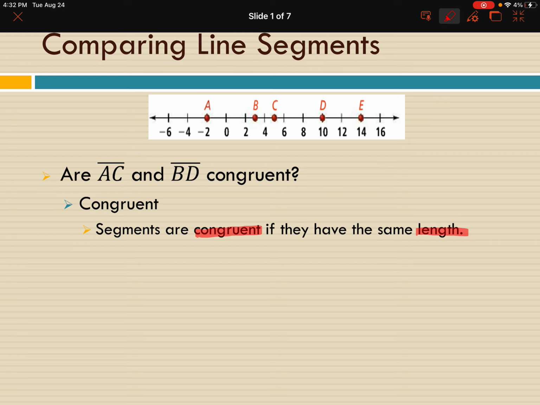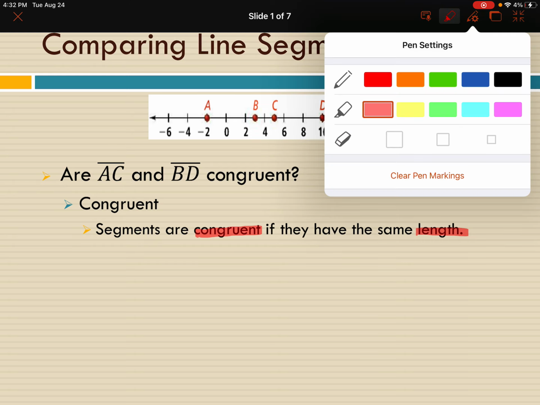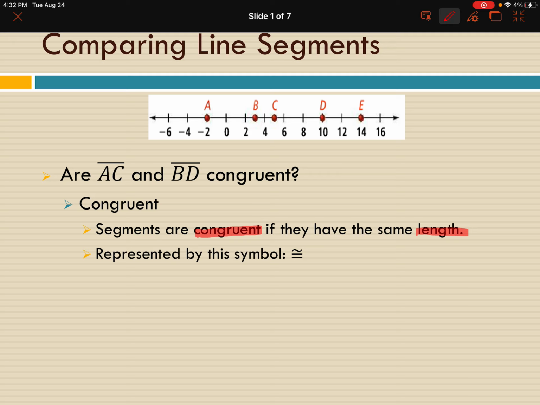Quick note on the notation for congruence. When you have this symbol right here, an equal sign with a little squiggly on top of it, that means two things are congruent to each other. You know how when you have a number, like 4 is equal to 3? Well, we know that's not true, so we put a slash through it. Congruent works the same way. If something is not congruent, you put a slash through it. That means not congruent.